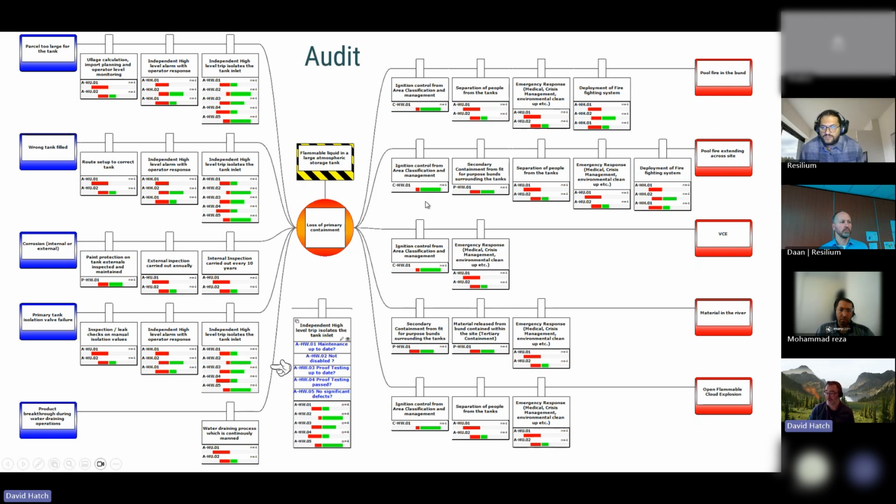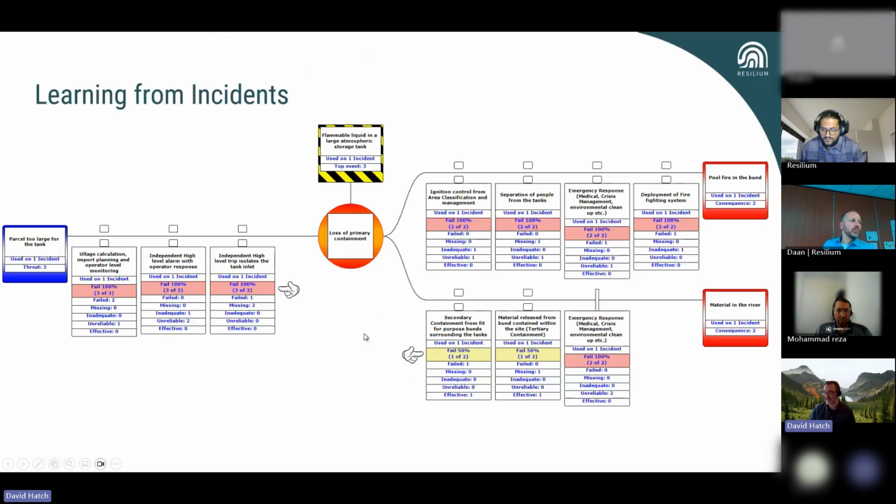Perhaps here you've got high levels of confidence that your control of ignition sources is sound because it tends to be more green. Or perhaps here your separation of people from the tanks is pretty poor. You're not exercising proper security measures or whatever. People are getting too close to the tanks too often. That gives you some insight of your leading measures, how well you're actually managing your barriers.